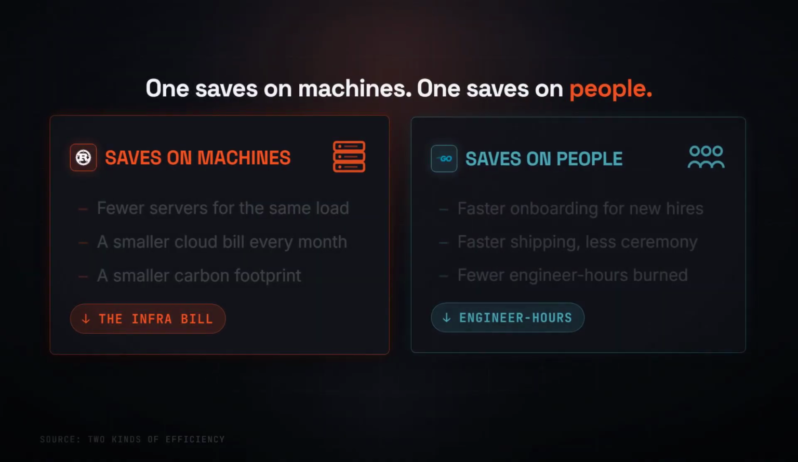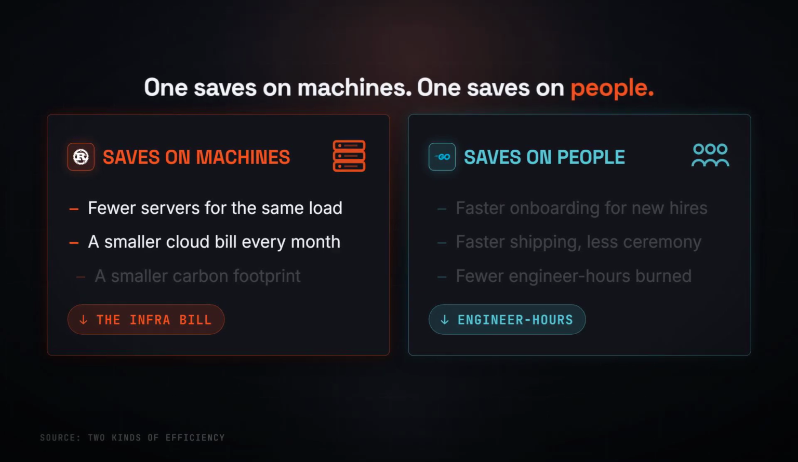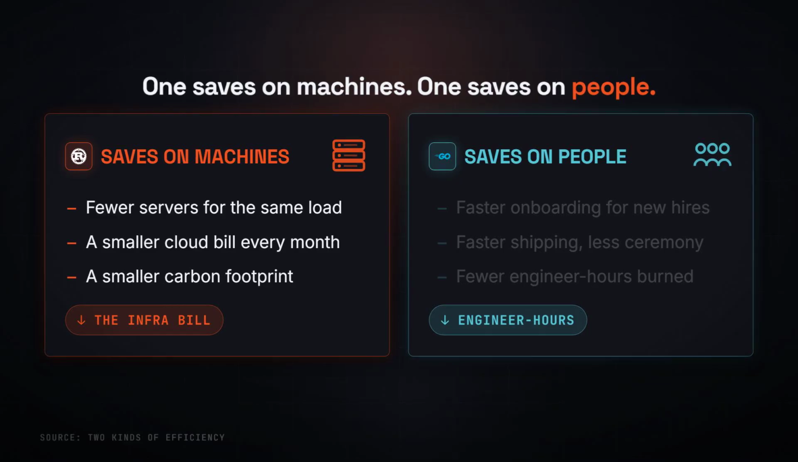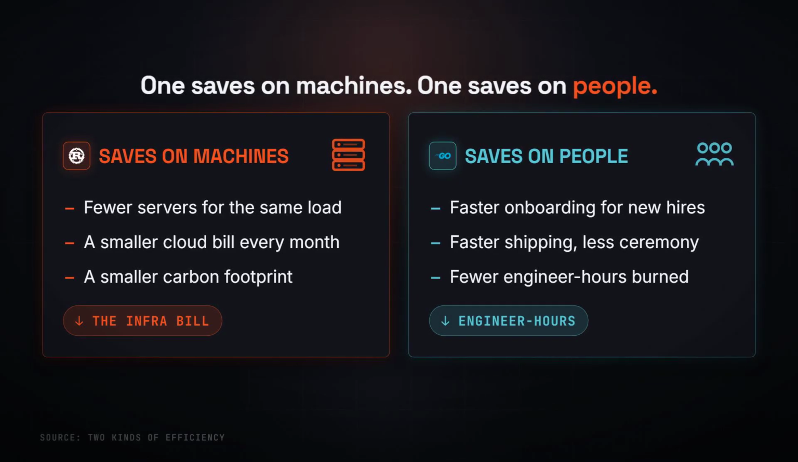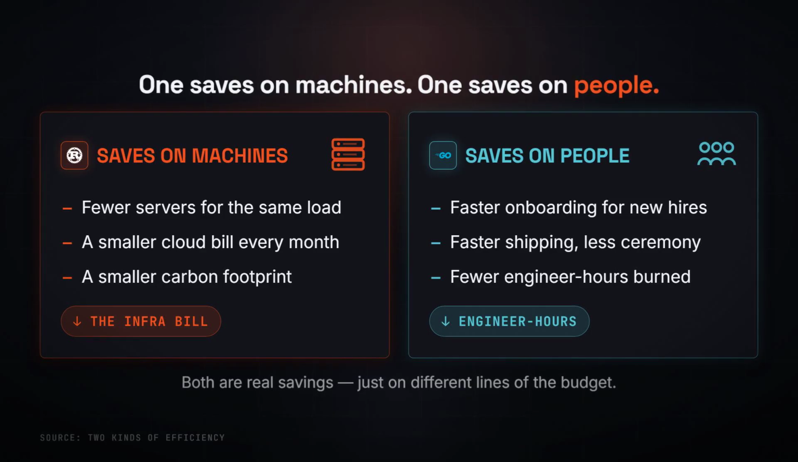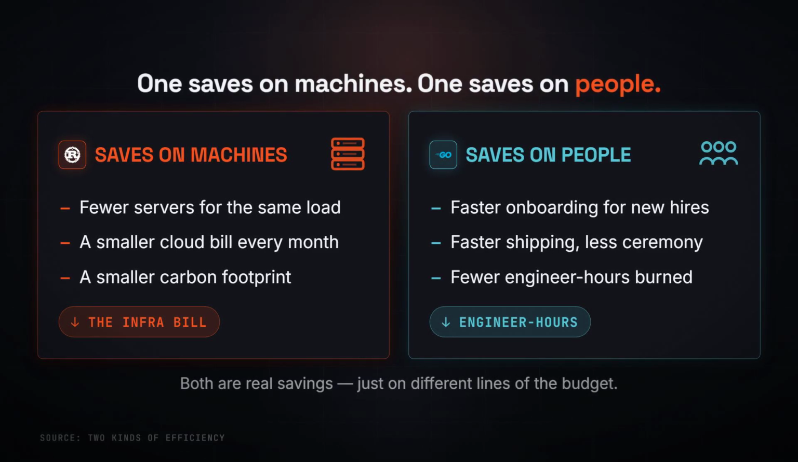There is a cost dimension too. Rust efficiency means fewer servers for the same load. At scale, a smaller cloud bill and a smaller carbon footprint. Go's efficiency is in people: faster onboarding, faster shipping, fewer engineer hours burned. One saves on machines, the other on humans. Both are real savings, just on different lines of the budget.